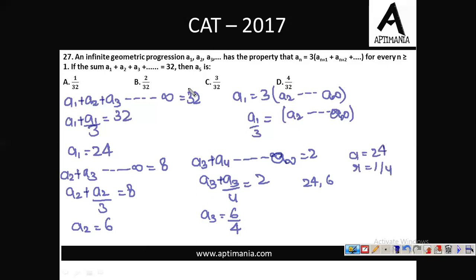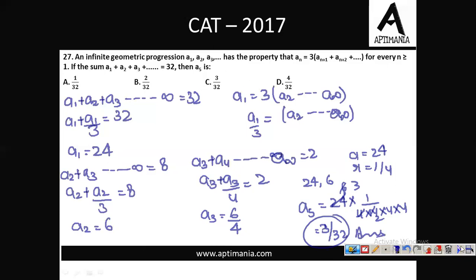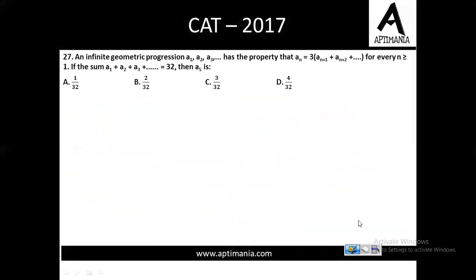What they've asked us is the value of a5. a5 will be equal to a into r to the power 4. That is 24 into 1 upon 4 into 4 into 4 into 4. This is 1, this is 6, this is 2, this is 3. That will be 3 upon 32, which is the correct answer. For question number 27, the correct answer is option C, 3 upon 32. Let's go ahead to the next question.